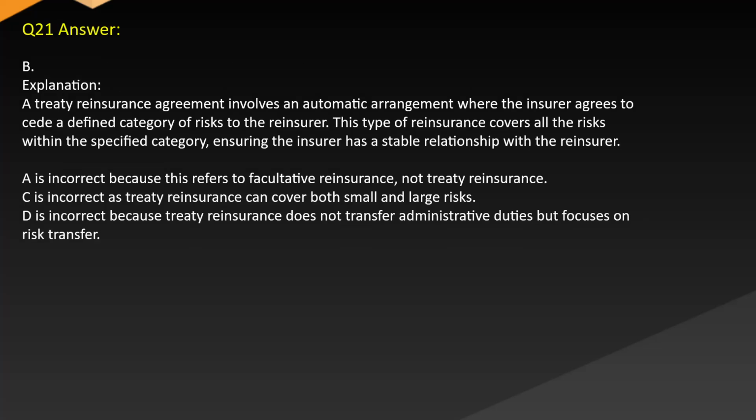Answer B. Explanation. A treaty reinsurance agreement involves an automatic arrangement where the insurer agrees to cede a defined category of risks to the reinsurer. This type of reinsurance covers all the risks within the specified category, ensuring the insurer has a stable relationship with the reinsurer. A is incorrect because this refers to facultative reinsurance, not treaty reinsurance. C is incorrect as treaty reinsurance can cover small and large risks. D is incorrect because treaty reinsurance does not transfer administrative duties but focuses on risk transfer.